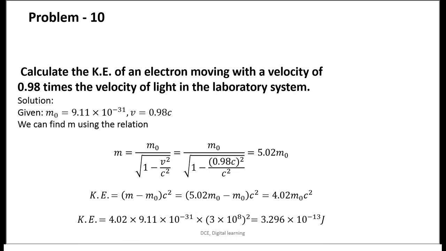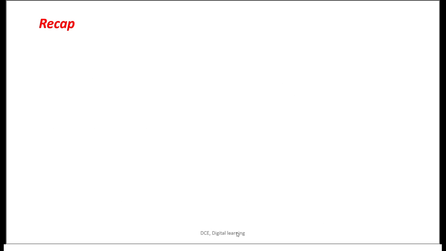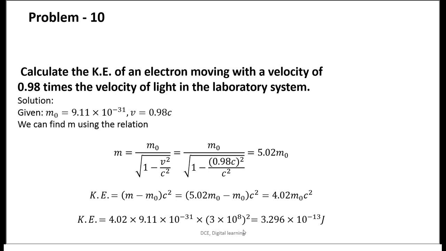Substituting the values of m naught and c square here, we get the kinetic energy of the electron as 3.296 into 10 power minus 13 joules. If you want to calculate the value in electron volts, just divide it by 1.6 into 10 power minus 19. Then we get the kinetic energy in terms of electron volts.